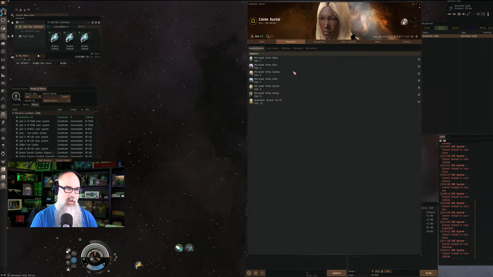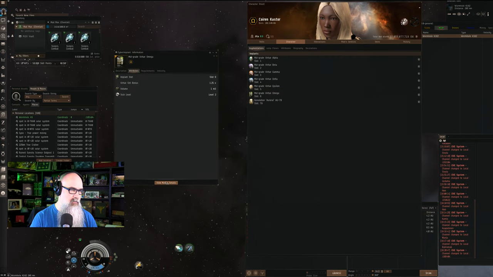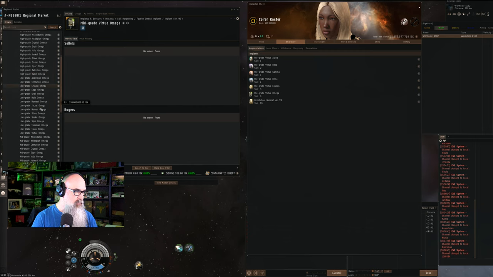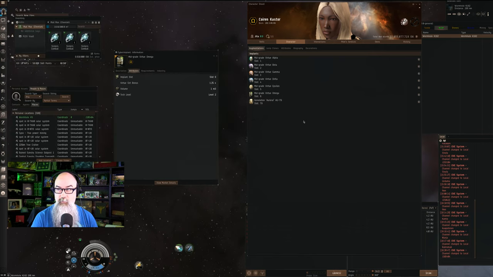Then you also have some implants. And the implants needed here are the virtue implants. I have the mid-grade virtue implants, and I believe mid-grade is the highest level that you can get. I don't think that there is a higher level than the mid-grade virtue. Is there a high-grade virtue? If there is, then why am I not running it? They're probably too expensive. Nope, there is no high-grade virtue. There is only mid-grade and low-grade. So, all right. They are very expensive.